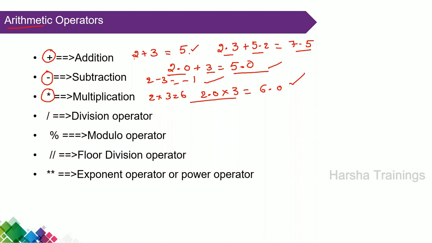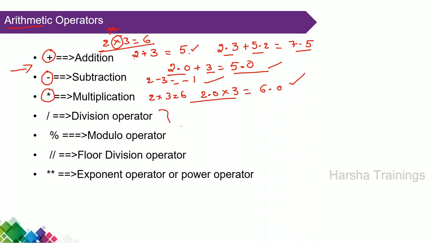These three are not at all important, because in normal mathematics we use the same thing. The only thing you have to remember is that in normal writing we write 2 into 3 is equal to 6, but not only in Python, in all programming languages, the multiplication symbol is star. Remember, the multiplication symbol is star.